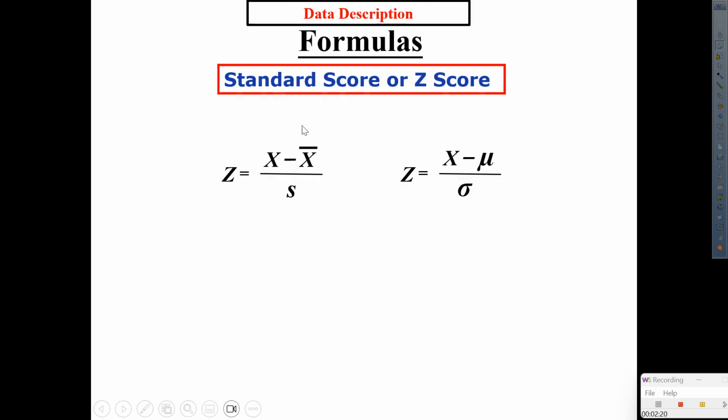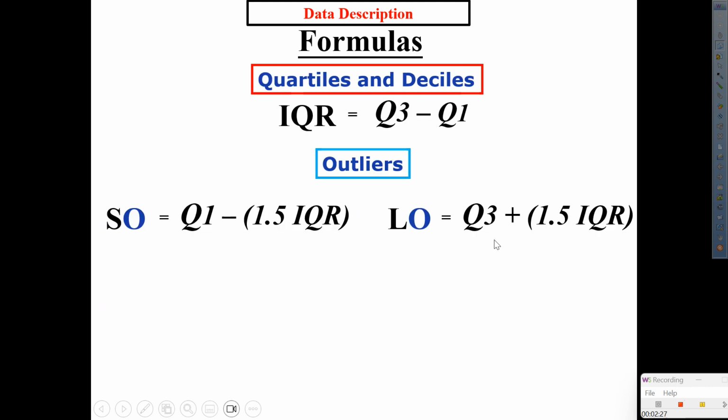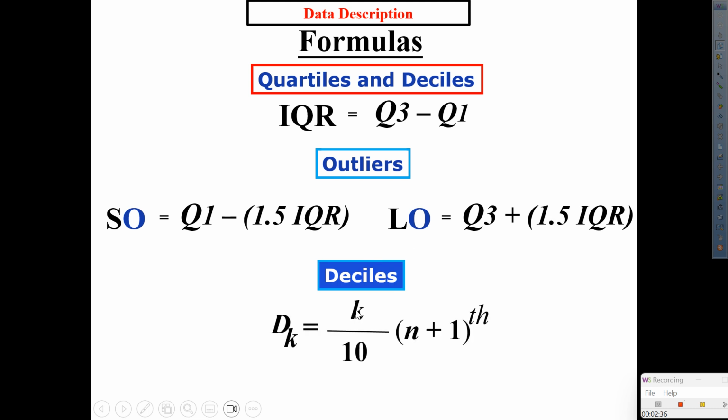So here are the formulas for the Z-scores, both of them. Our formulas for percentiles. When we got to quartiles, here you go. We covered IQR and the outliers. But today for deciles, write this down. Deciles, here's your formula. D of K equals K divided by 10 times N plus 1.